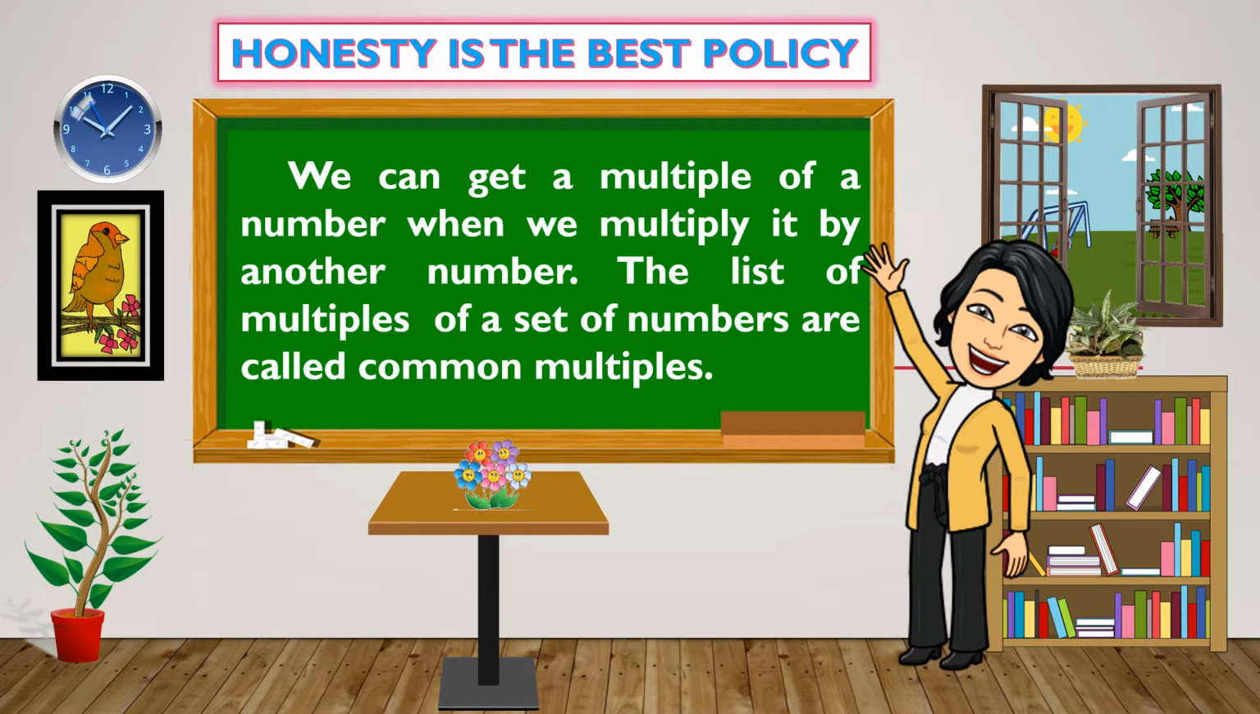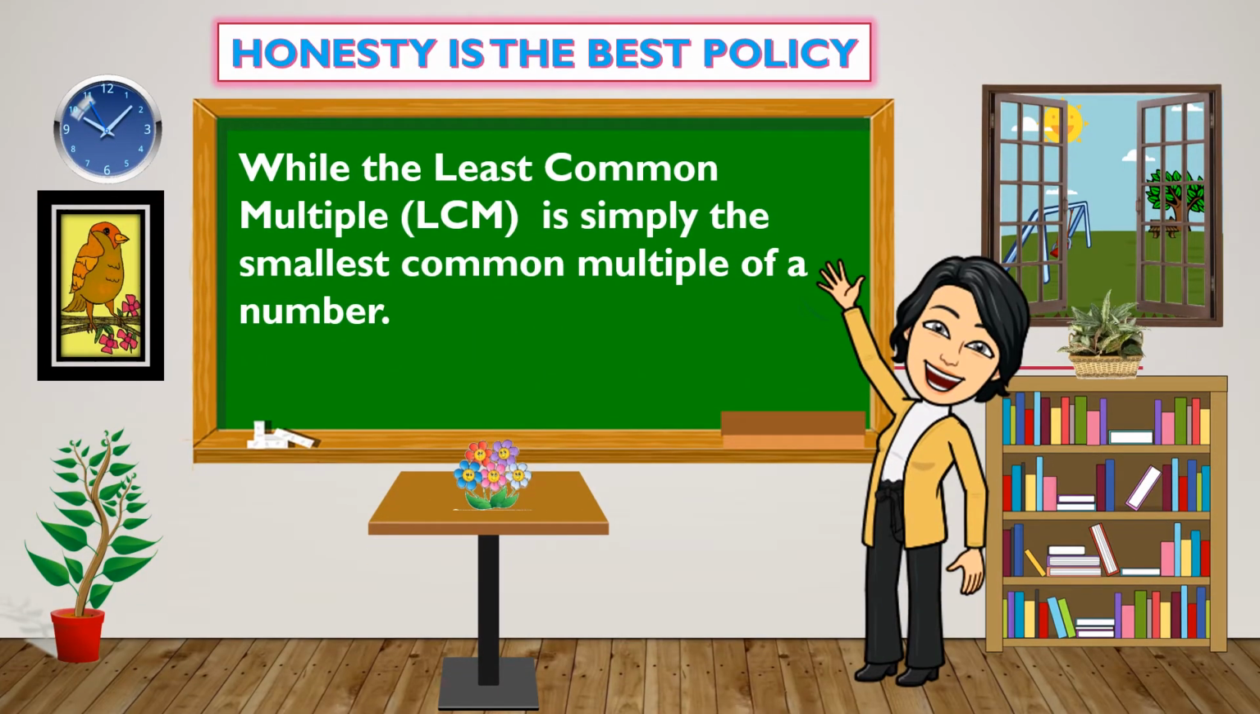We can get a multiple of a number when we multiply it by another number. The list of multiples of a set of numbers are called common multiples. While the least common multiple, or LCM, is simply the smallest common multiple of the numbers.